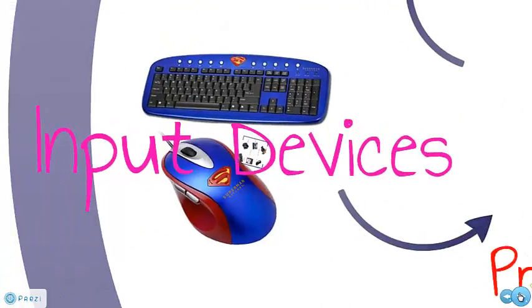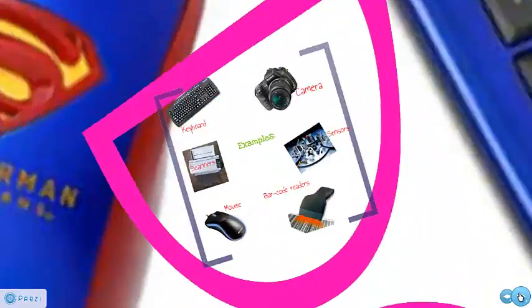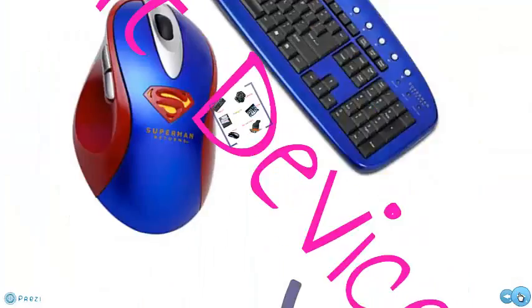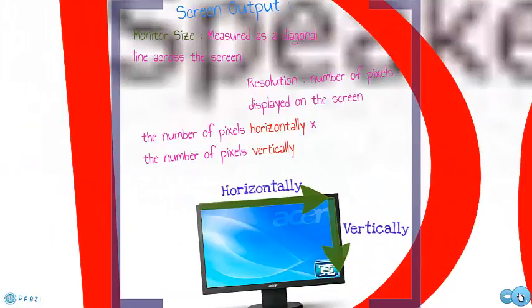Now, I would like to talk about input devices. Examples of input devices are keyboard, camera, sensors, mouse, barcode readers, and so on. Then, the output devices. For example, screen output. The monitor size is measured as a diagonal line across the screen, and its resolution is the number of pixels displayed on the screen. It can also be expressed by the number of pixels horizontally times the number of pixels vertically.